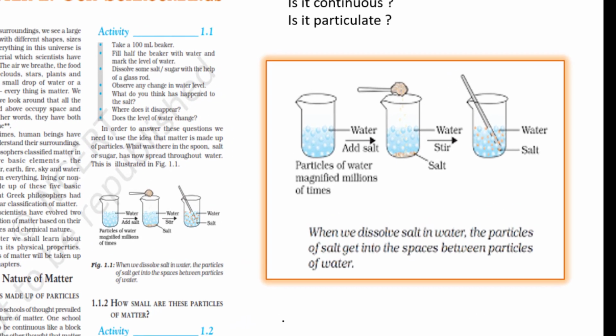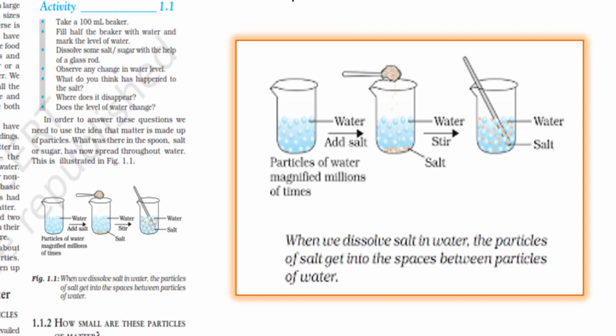Take a beaker containing water and measure its initial volume. Add to that 2 tablespoons of salt or sugar, that is the solute. Stir it well and measure the level of water again. Do you observe any difference in the level of water? Obviously not. There is no difference in the level of water though you have added 2 spoons of solute, that is salt or sugar. Why does this happen?